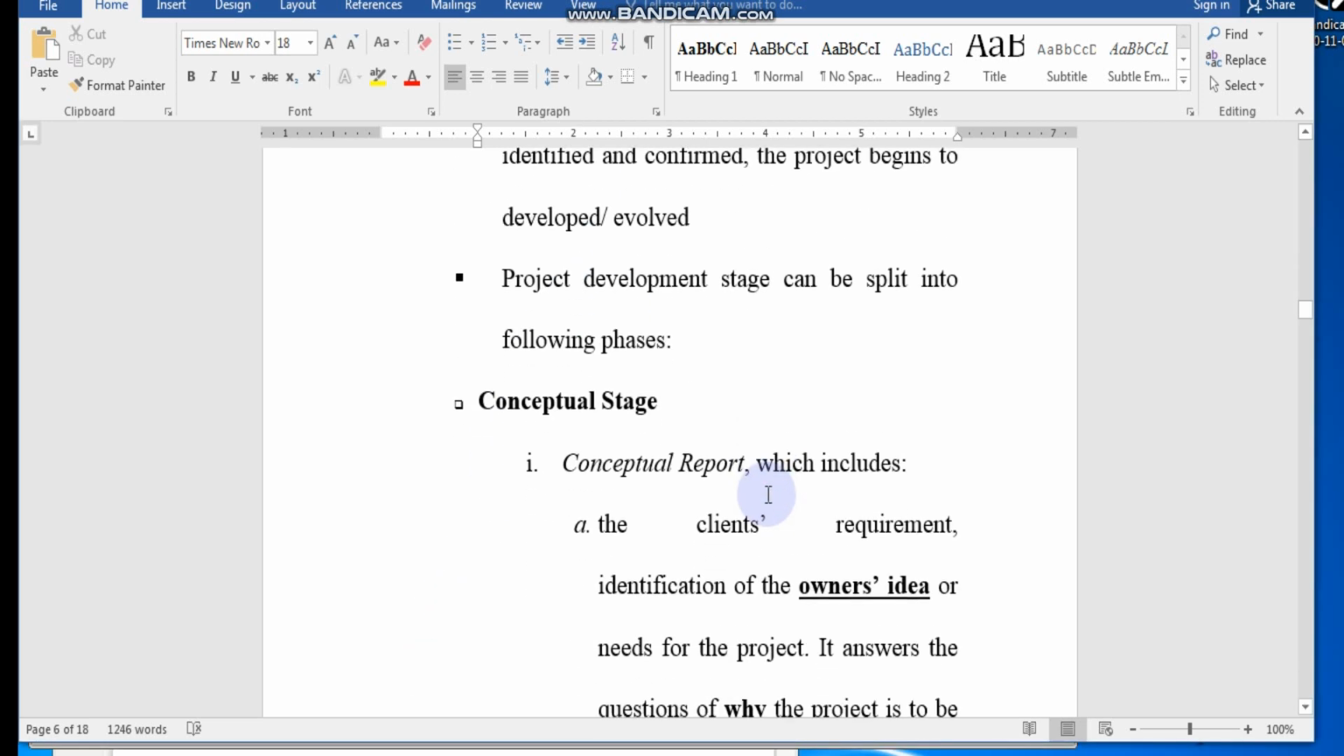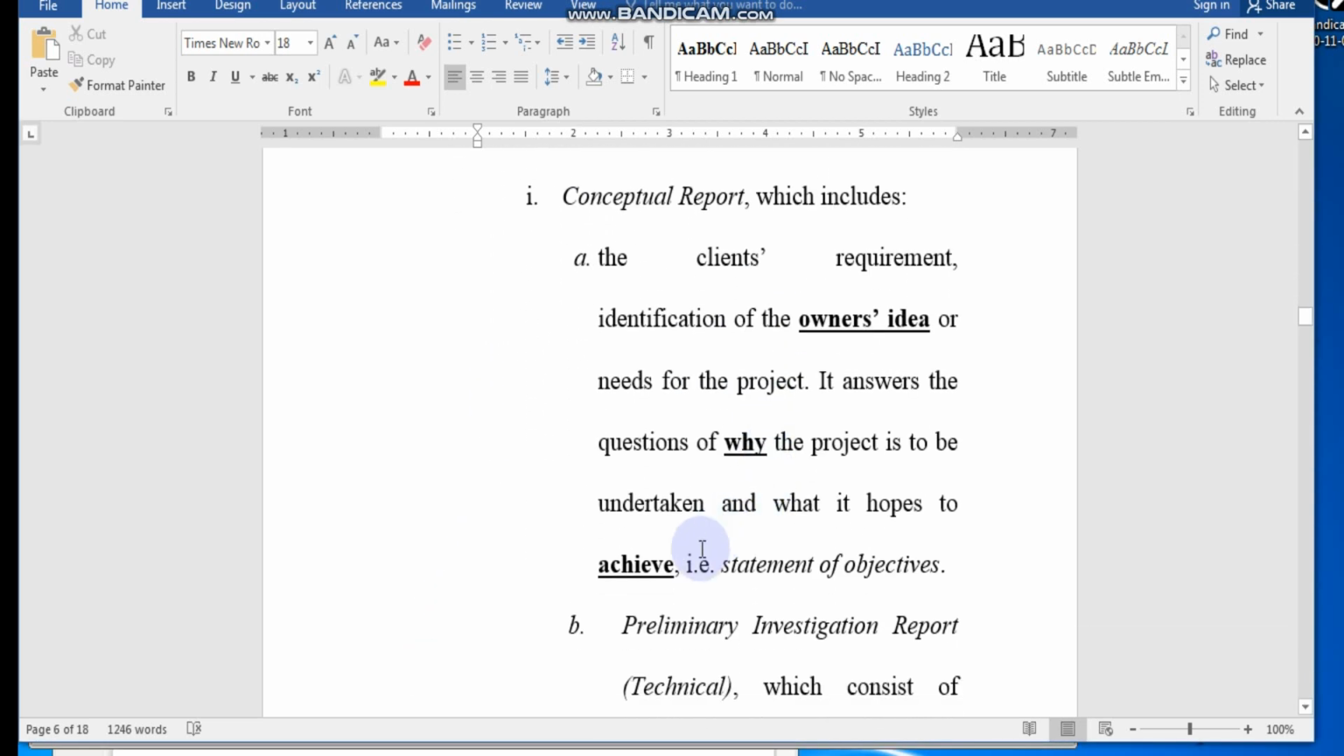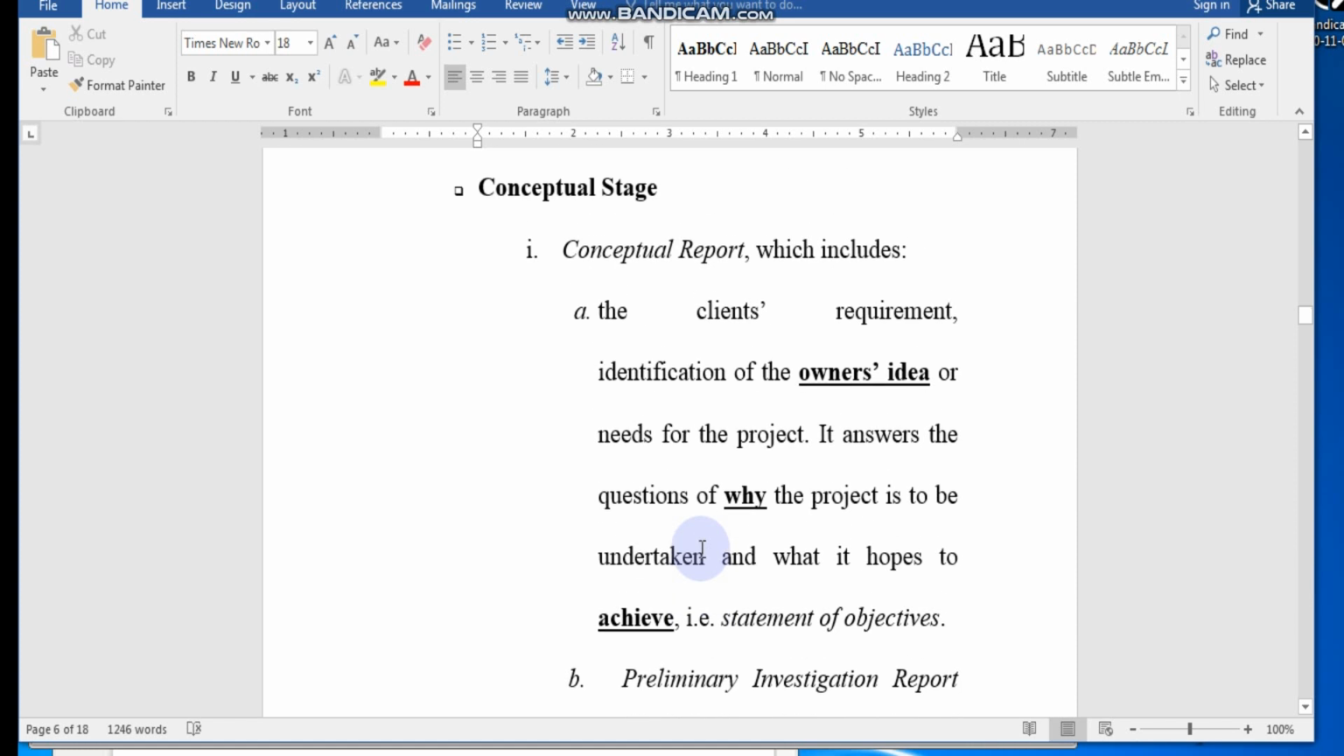Okay, so we go for conceptualization, and in the conceptualization report there will be two things. Number one is you need to define what the client wants, why the project is ongoing, what the objective is, what it wishes to achieve, and sometimes we call this report a feasibility report as well. But a feasibility report is a little bit different, because it also deals with financial aspects, like whether there's enough money to do it and all that.